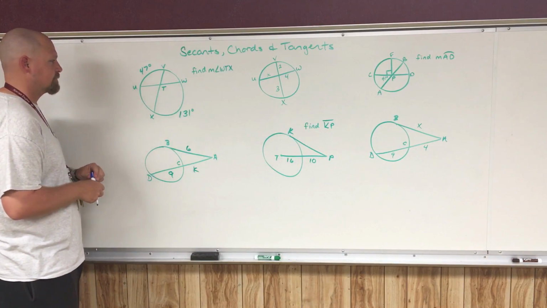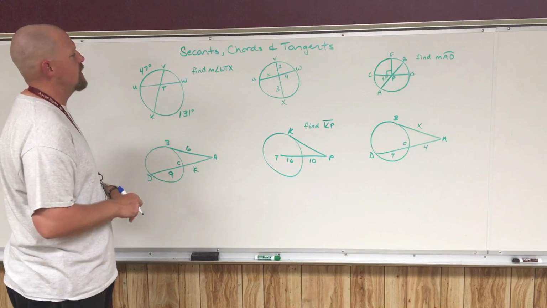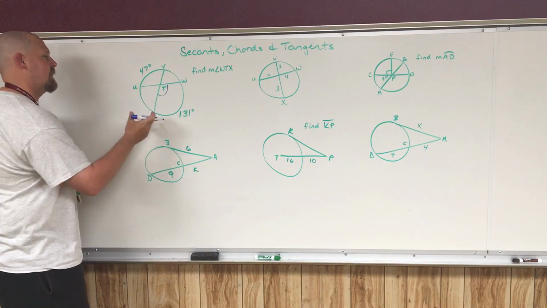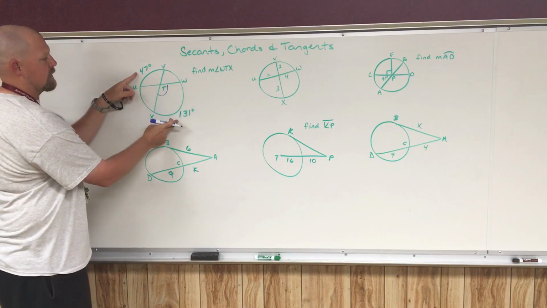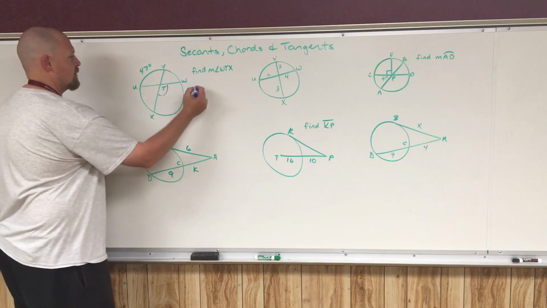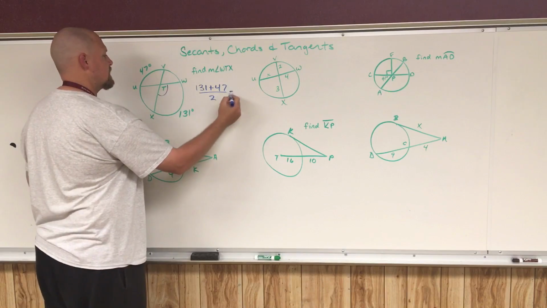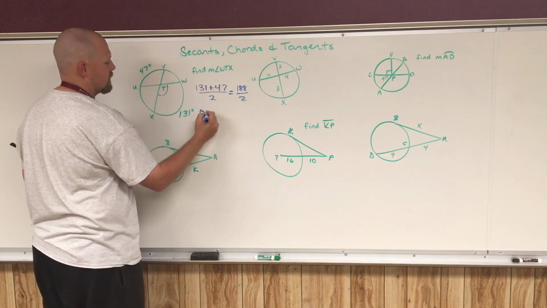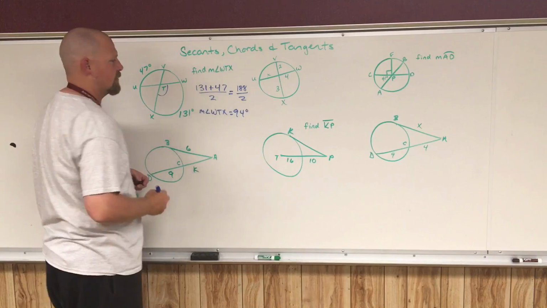So first, we have to find the measure of angle WTX. Well, WTX is this angle right here. And this angle has to do with these two arc lengths. If you add them together and then divide by 2, you'll get the measure of this angle. So here we have 131 plus 47 divided by 2. This is 188 divided by 2. So the measure of WTX is equal to 94 degrees.